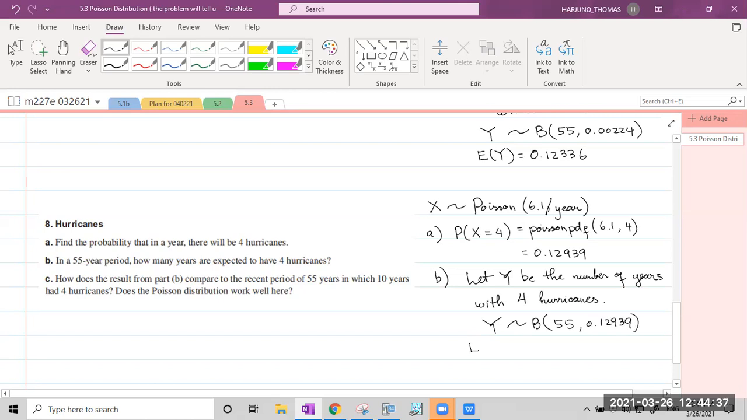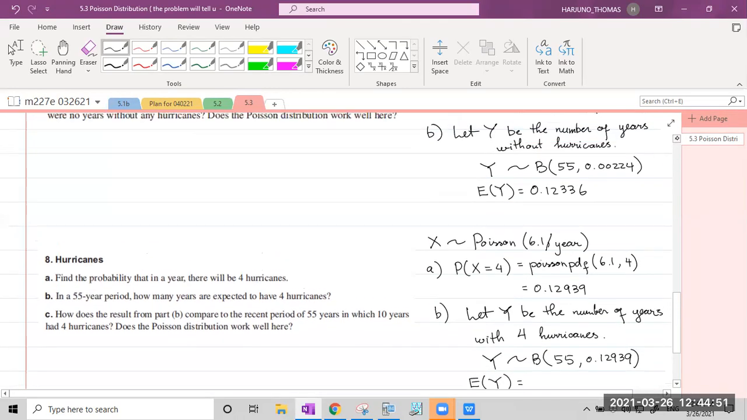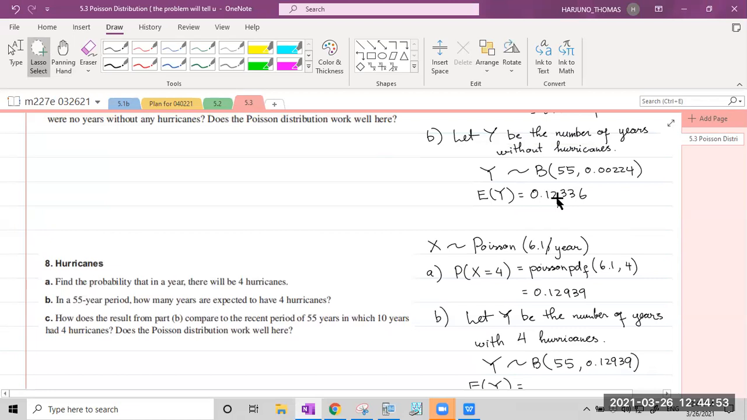Then what is the expected number of years where we have 4 hurricanes? Oh, by the way, I want to clarify how I get these numbers. I didn't write it down. I believe I said that, but I didn't write it down. I get that from multiplying 55, the n, times the p, 0.00224. That's how I get that.